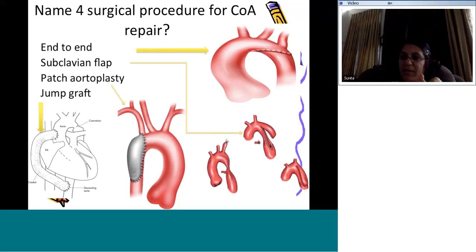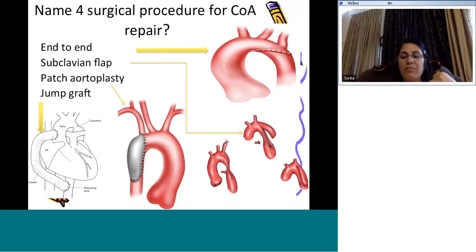So that's with the subclavian flap. End-to-end can be done at any age. Subclavian flap, it's only in neonates and infants. Patch aortoplasty is really done when it's a very long segment coarctation. You can't do end-to-end. So for a long segment coarct in an older kid, you can do patch aortoplasty or a jump graft, but again, not recommended. So subclavian flap, neonates or infants.